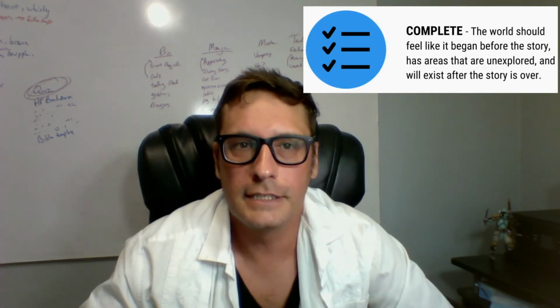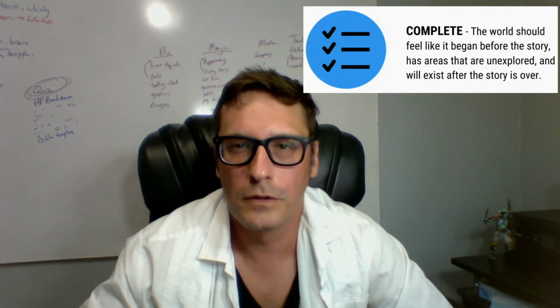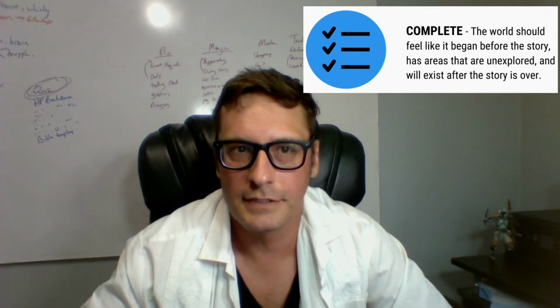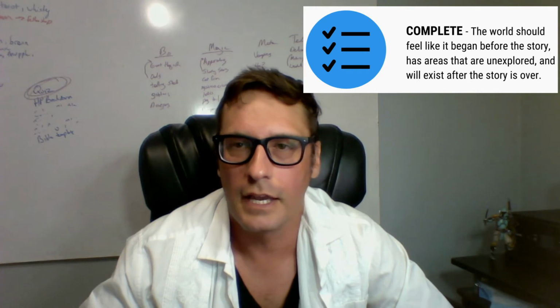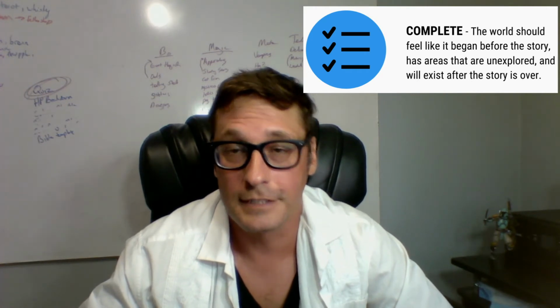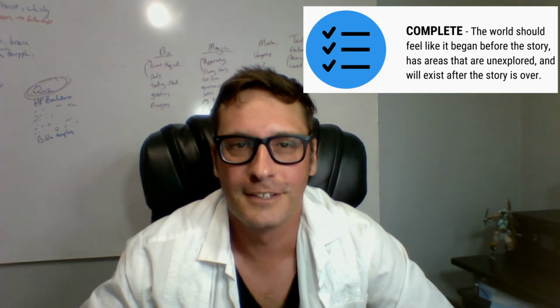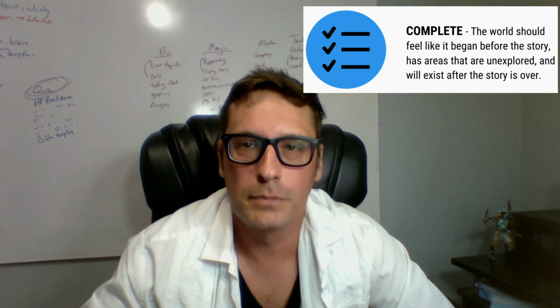The complete is the sense that the world exists outside of the story that it's supporting. That means that there is a history that begins before the story. It will continue on after the story, unless the story ends, of course, because of the end of the world. And there are other places unexplored in the story.